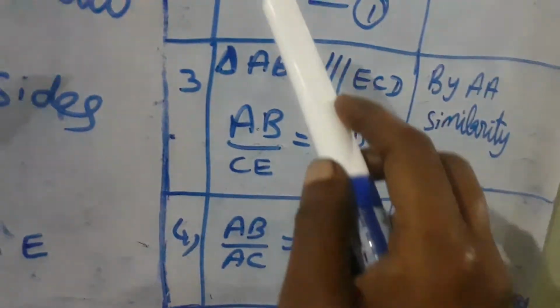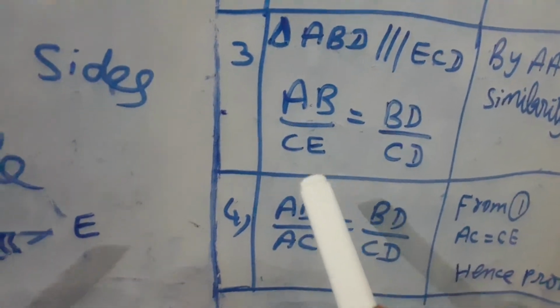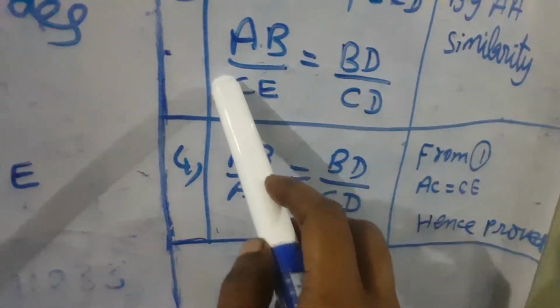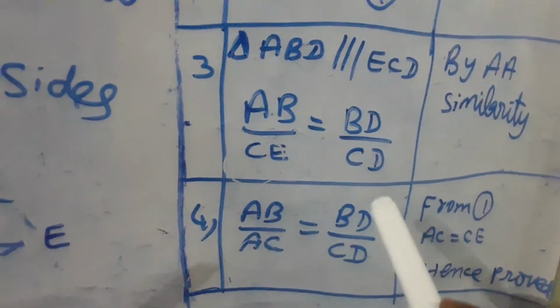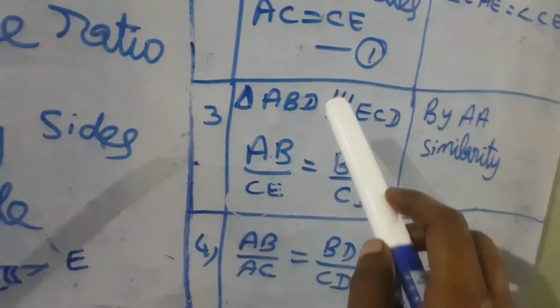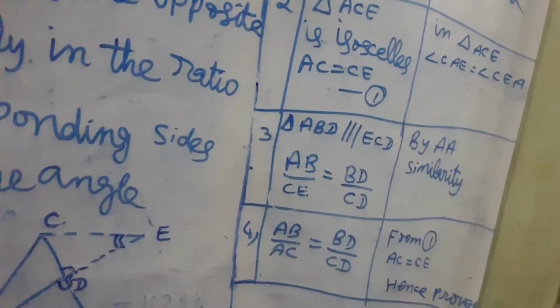Now, we already have AC equal to CE. We substitute CE equal to AC. AB by AC equal to BD by CD from equation 1. Hence proved.